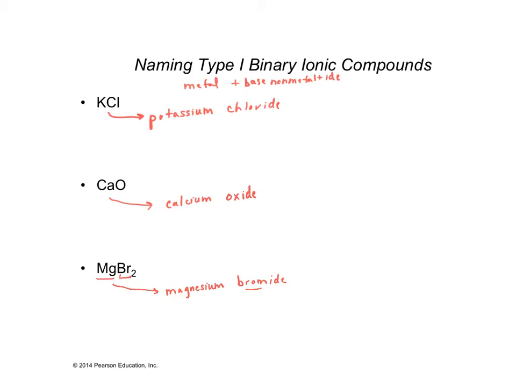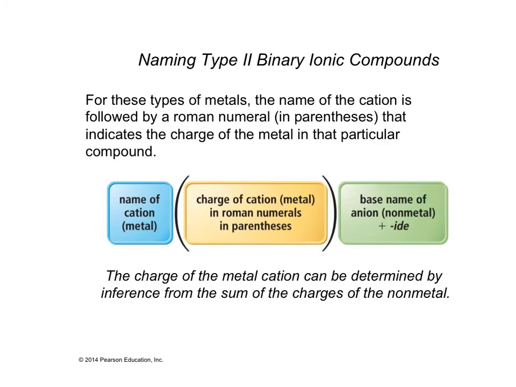Again, these metals, which are always listed first in a compound, I should have noted that, are all predictable. They all form only one type of charge. Potassium will form a +1, calcium forms a 2+, and magnesium forms a 2+ as well. So we know that these are the type I ionic compounds. So what about type II?